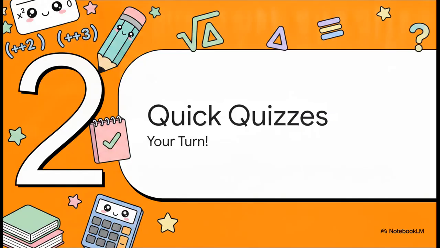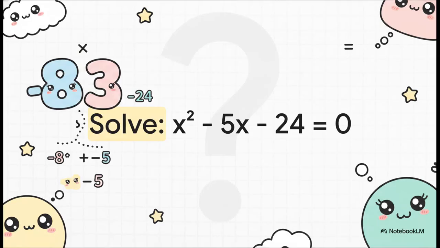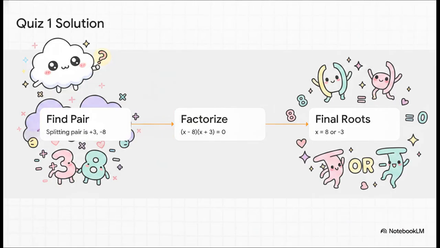Section 2, quick quizzes. Your turn. All right, you've seen how it works, so now it's your turn to build that confidence. Quick quiz 1. Solve x squared minus 5x minus 24 equals 0. Remember the goal here. Think of two numbers that multiply to give our constant, -24, and those exact same numbers have to add up to our middle coefficient, -5. Take a quick second. What's the splitting pair?